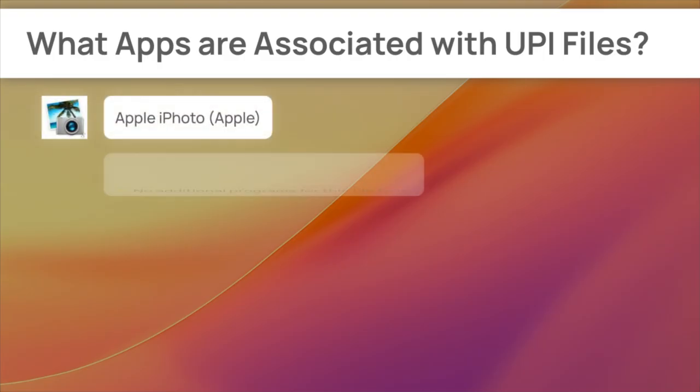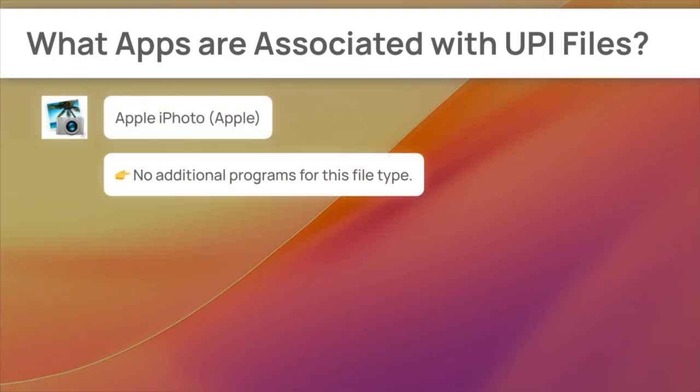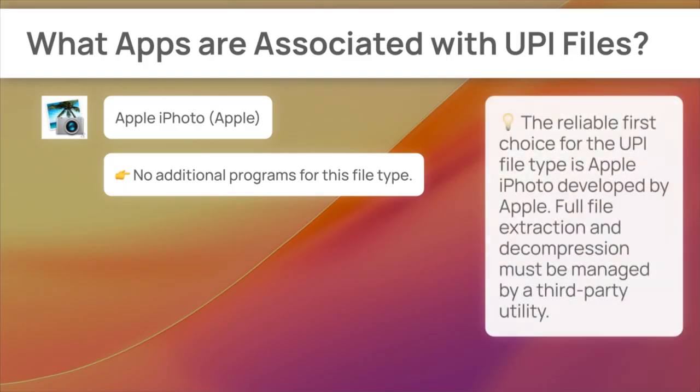The direct link for opening UPI files is established with Apple iPhoto from Apple. Full file extraction and decompression must be managed by a third-party utility. Windows may see the file, but its functionality emerges only when loaded in the host app.